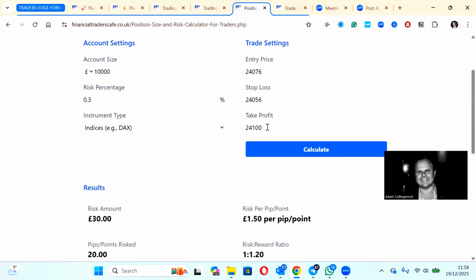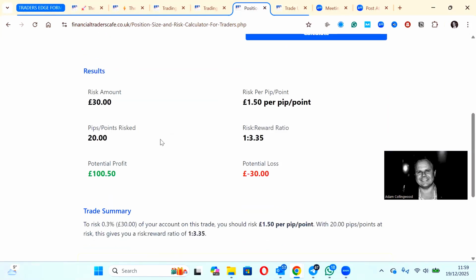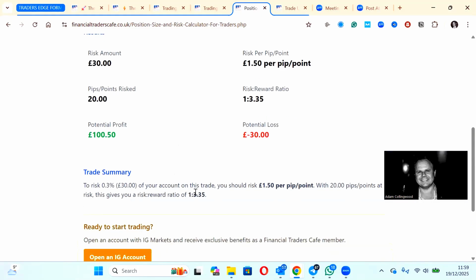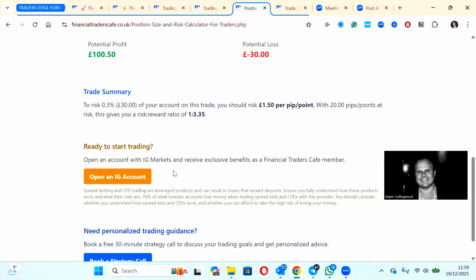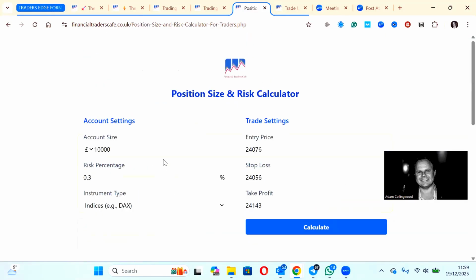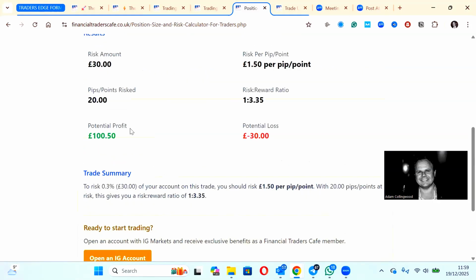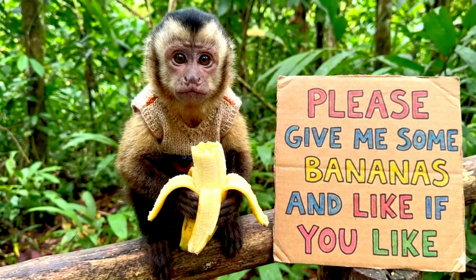Now, what if your take profit target was 24,143? Change those numbers. And now that's much better. It's telling you that your actual risk reward ratio on this trade is 3.35, which means risking 30 quid to make 150. If you want this calculator, let me know and you can have it. Completely free, but it's so important. As I say, it's your Swiss Army knife.